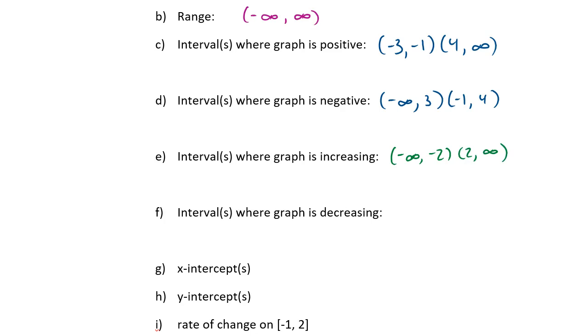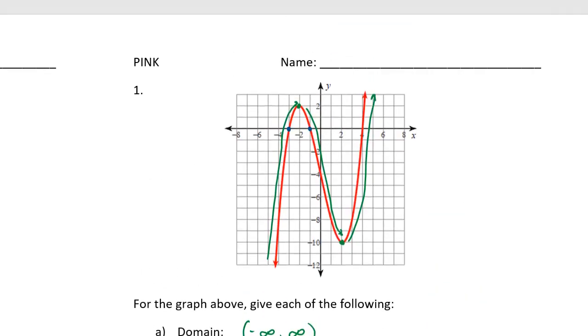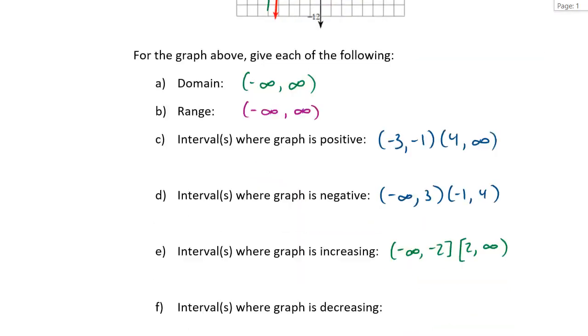That's where it's increasing. Now we could include those endpoints if we wanted to, because technically it does include the endpoints. We'll just include those. So then where it's decreasing, it's only decreasing between negative 2 and 2.